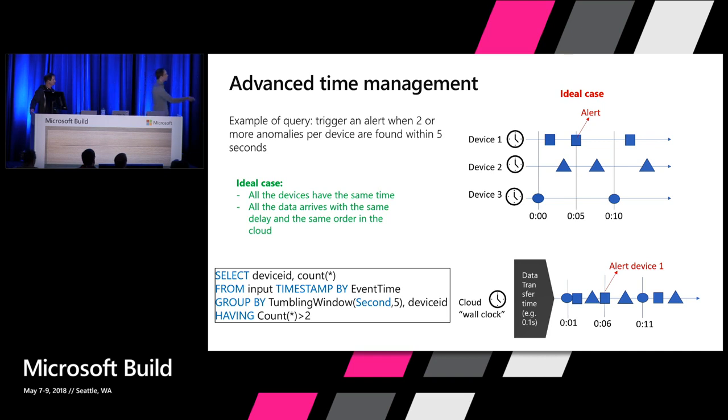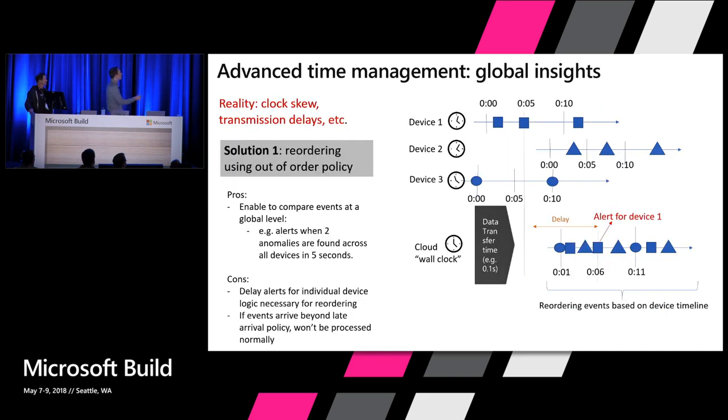And of course, your data arrive in the cloud. Let's say there's a little delay. After these 5 seconds, the alert is triggered. You are just delayed by the time between your device and the cloud. Looks good, right? But then in the real case, we have clock skew.